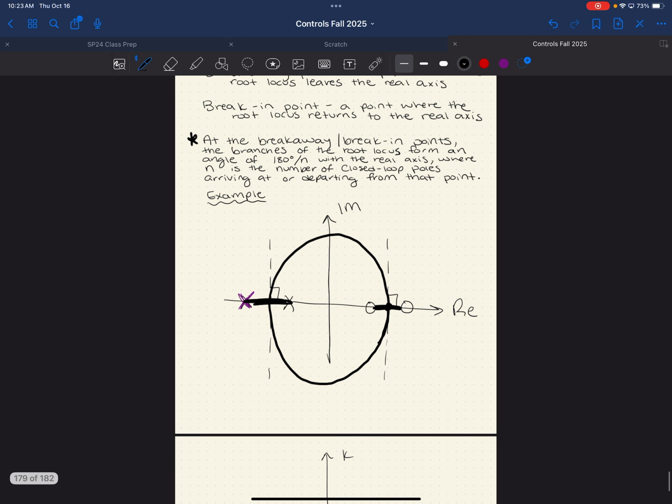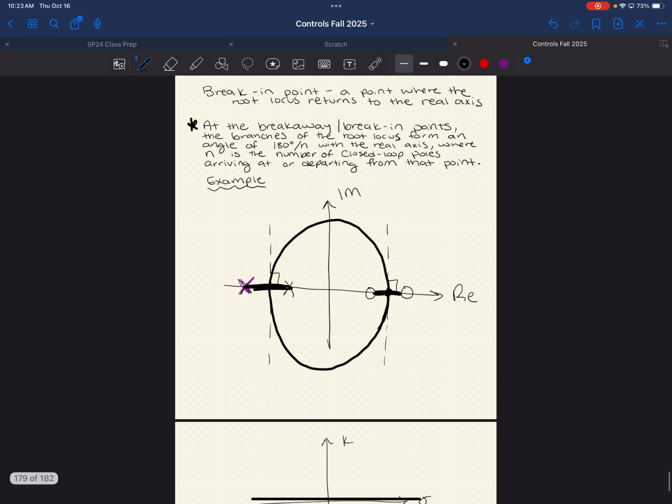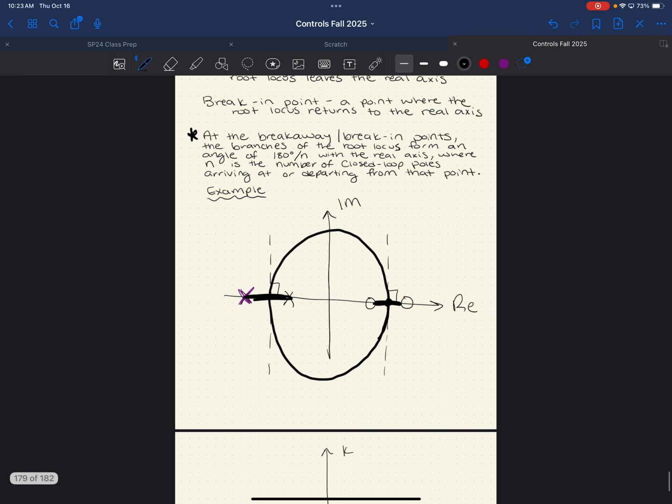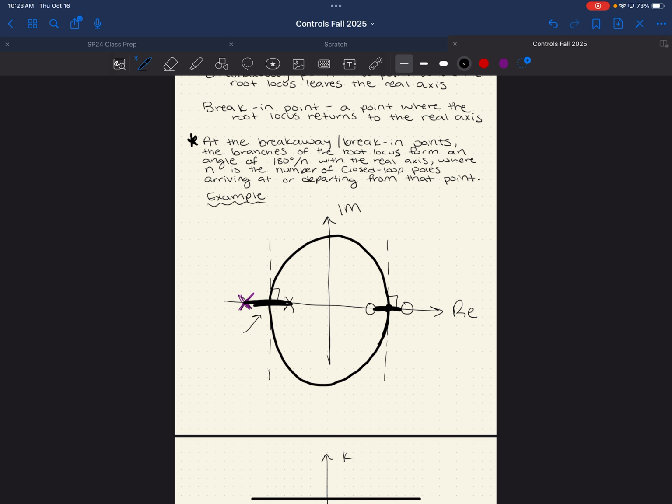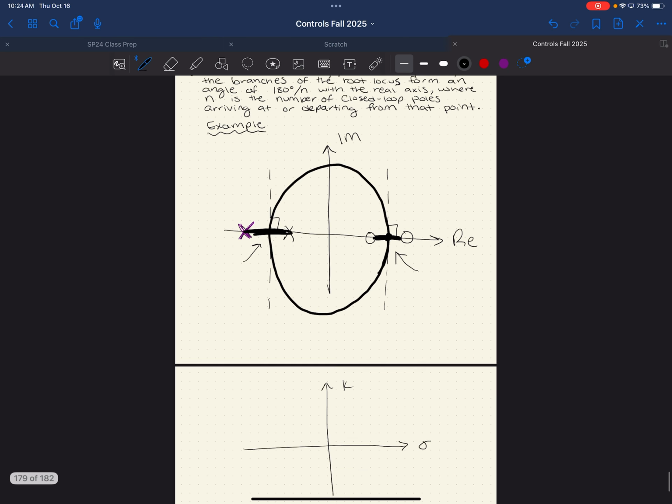Okay, so we know what angle they break away at, but we don't know where they break away at. Going back to David's question, I've drawn it as though the breakaway point is perfectly halfway between the poles and perfectly halfway between the two zeros. But that's not actually the case. We don't know for certain where they break away and break in. So how do we figure that out?